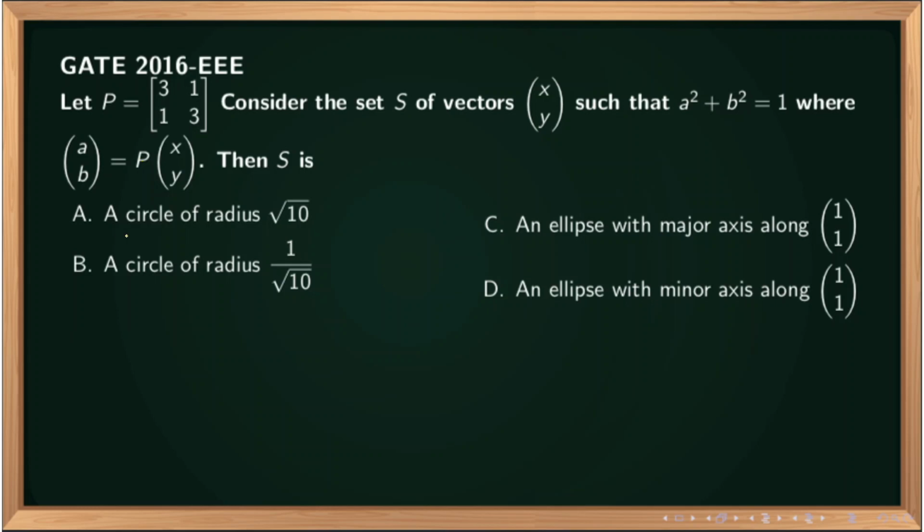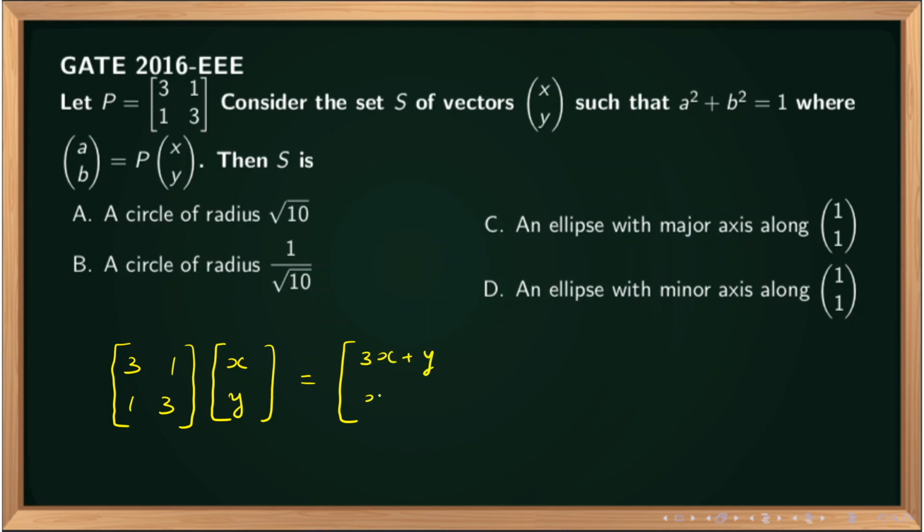Four options are given to you: a circle of radius root 10, an ellipse with major axis along (1, 1), a circle of radius 1 by root 10, an ellipse with minor axis along (1, 1). So first we should understand the concept of linear transformation of matrices, right? For that, if we take the matrix [3, 1; 1, 3] and operate on any vector (x, y), what you get in the resultant is (3x + y, x + 3y), correct?